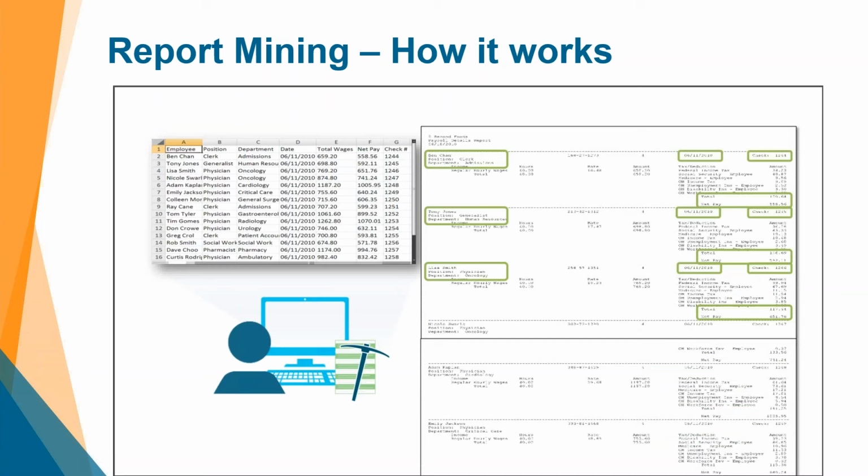So a little example here. On the right-hand side, that is what your typical green bar sheets would look like. You have copious amounts of information going in there. And it's all stuff that you may need at a certain point in time, but for specific reasons, maybe you're only needing 4 or 5 pieces of information. So with report mining, as you can see, we're highlighting different things on the right-hand side with the green box there. And what we're mainly looking for is the employee, their position. We want to know their department, the date, their total wages, their net pay, and their check number.